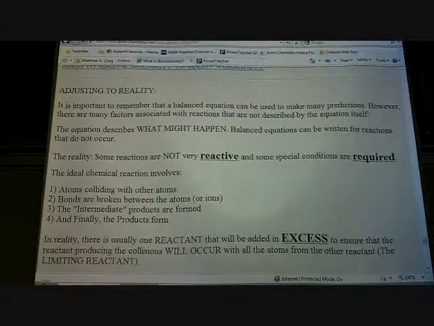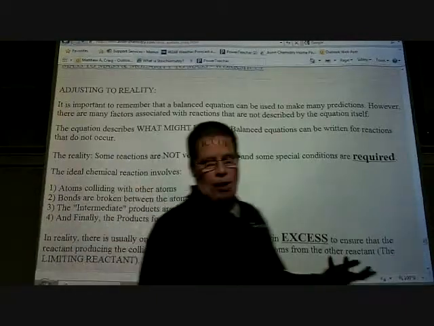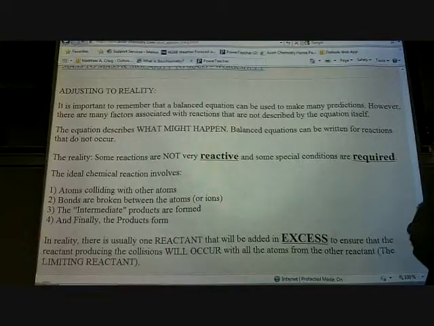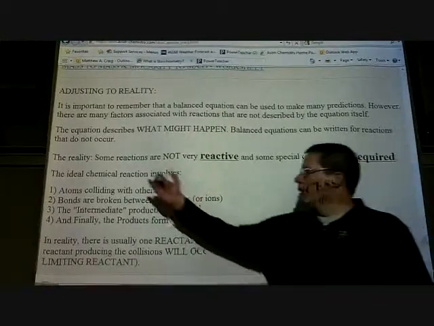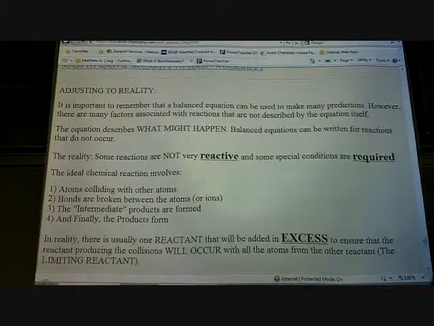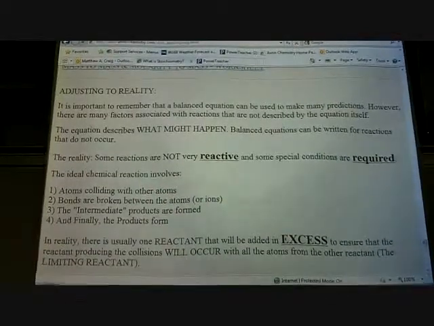Adjusting to reality. And actually this is part of the explanation as to why, when we did our hydrate lab, we didn't get a perfect whole number. And here's some of the things that may happen. The reality is some reactions are not very reactive. We have to do a lot of things to get them to be reactive.